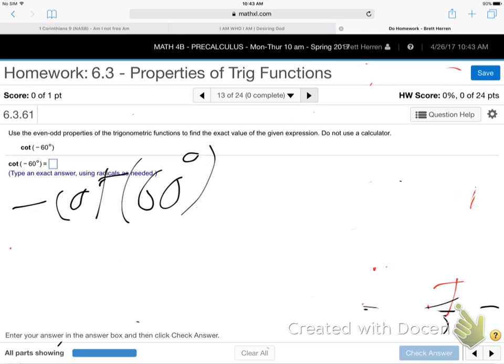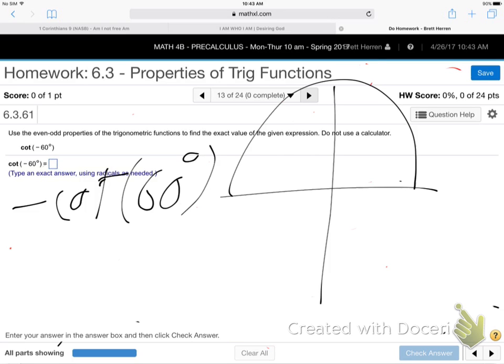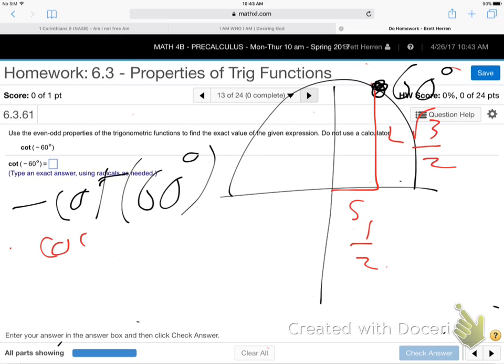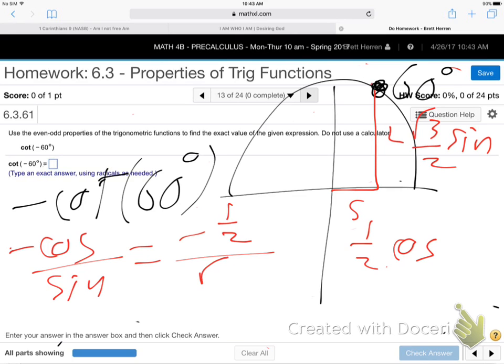So I would still need to find the cotan of 60 degrees. So I would need to go to my unit circle. 60 degrees is up here. There's 60 degrees. And so that's over small, up large. Over small, up large. So it's over a half, up root 3 over 2. And cotan, remember, is cosine over sine. You've got to put the negative. Negative cosine over sine. Cosine is x, sine is y. Negative a half over root 3 over 2. We good there?